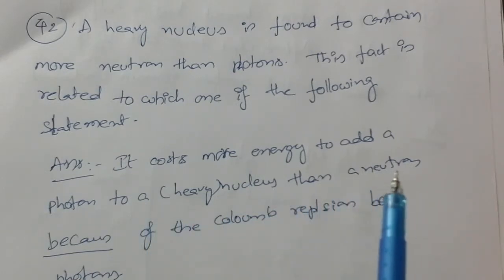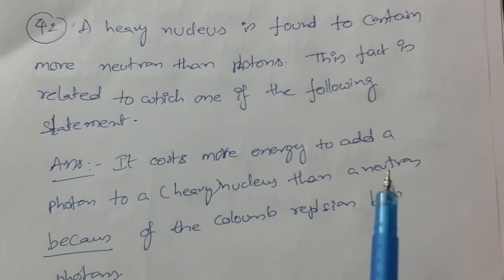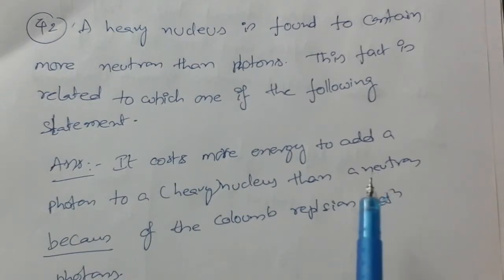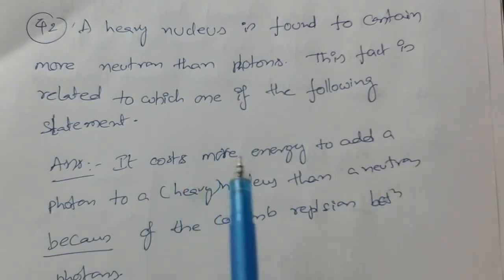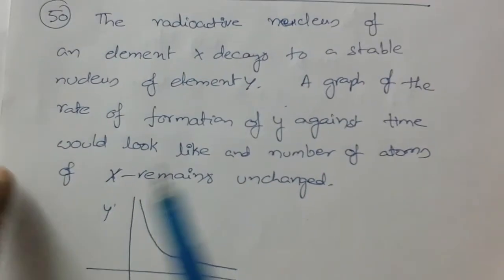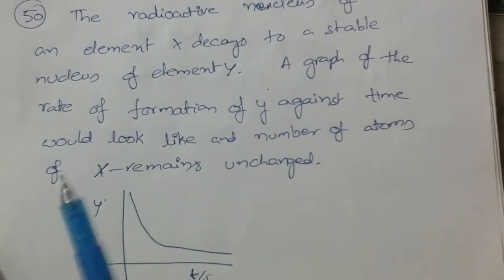A neutron is a chargeless particle, we can easily add it without having to overcome any repulsive force like that. Because of this Coulomb repulsion force, we need not overcome it if we inject a neutron. But if you want to inject a proton, it is somewhat difficult because the Coulomb repulsive force will resist injecting the proton into the nucleus. So another problem is here.